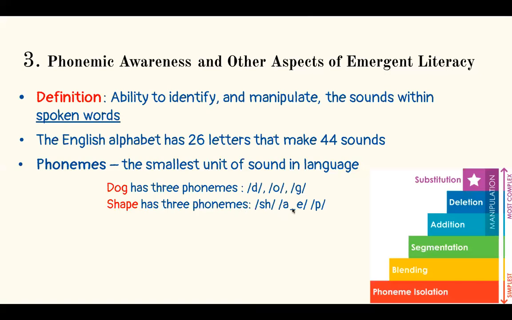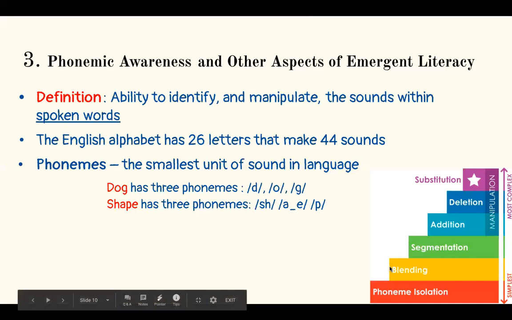Similarly, when we have an E at the end of a word, sometimes that makes some of our vowel sounds make that long vowel sound. So whereas A would normally say ah, here it says A. And of course we have the P. So our sounds in shape are sh, a, p. And so these are some of those unspoken rules that we're making very explicit.